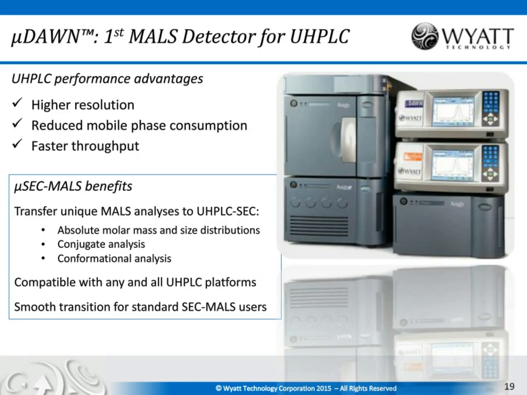The detectors for MALS have until recently only been applicable to standard HPLC, standard SEC, GPC, but recently a new detector called the microDAWN was released, and this microDAWN is actually useful with UHPLC in order to confer all of the benefits of the SEC-MALS analysis to the advantages that we get with UHPLC, the higher resolution, reduced mobile phase consumption, and faster throughput.